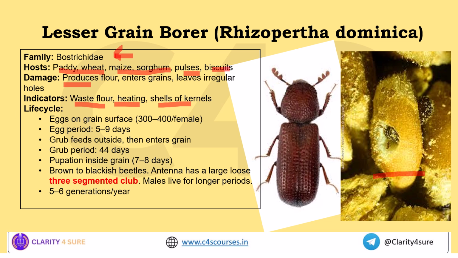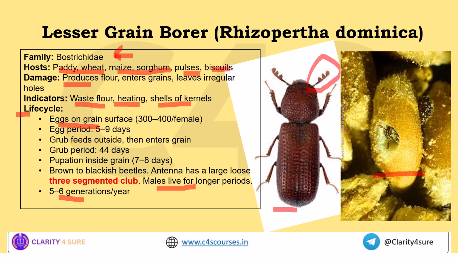Talking about the life cycle and identification of these pests, they are tiny cylindrical pests, as you can see from the image, and the adults have a three-segmented club-shaped antenna. They range from black to brown. The eggs are laid on the grain surface. Then the larva pupates inside the grain, and the male lives for a longer period. These pests complete 5 to 6 generations per year, and often go unnoticed until the damage is severe.